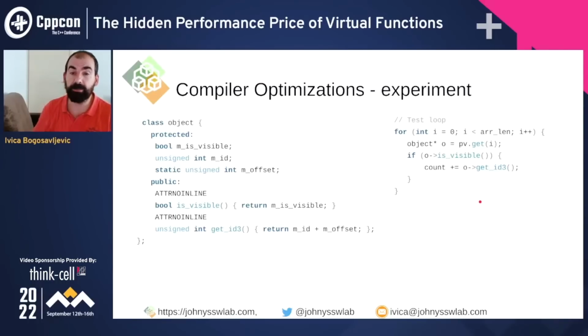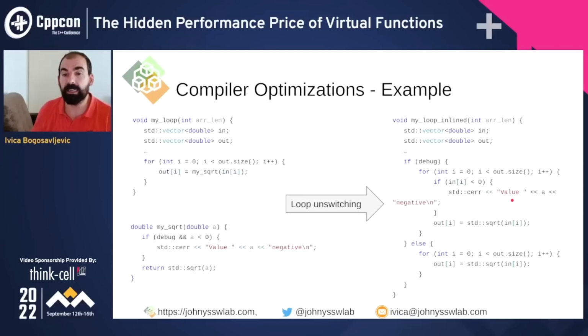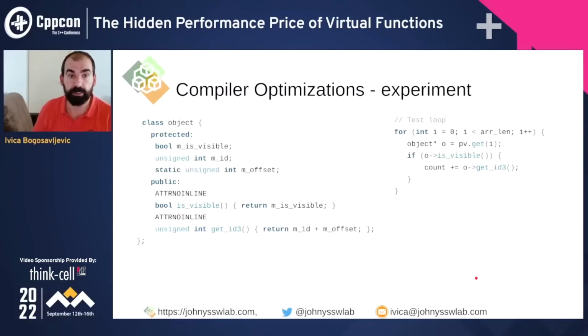Okay, so this explains what happens when the compiler inlines. So inlining enabled loop unswitching, and loop unswitching enabled vectorization.